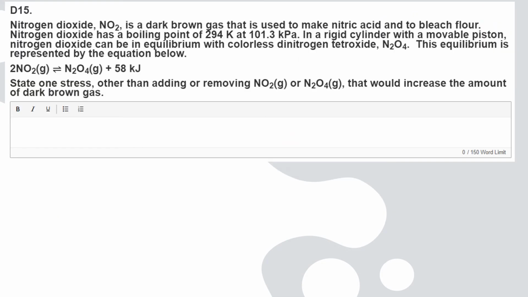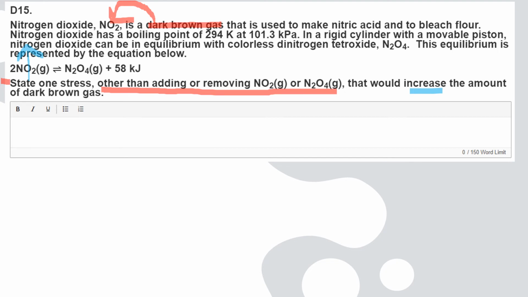All right, so now let's look at this one. Remember, we're skipping straight to the question. State one stress other than adding or removing NO2 or N2O4 that would increase the amount of a dark brown gas? Okay, well now I need a little bit more information. So let's go back up to this and say, oh, here's a dark brown gas. Which one is the dark brown gas? NO2. So I want to increase the amount of the dark brown gas. So I want to increase the amount of NO2.